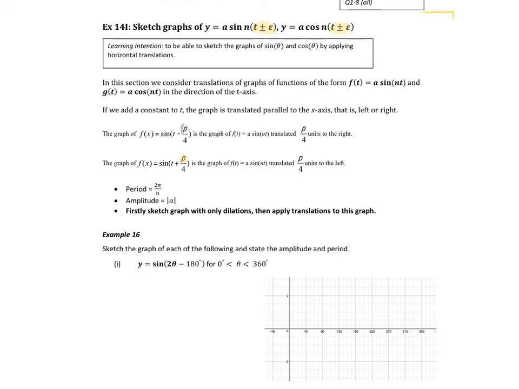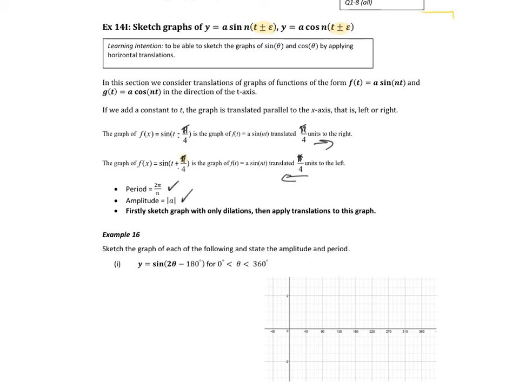What happens if we have t plus or minus pi on 4? We know that just translates our graph left and right. Negative inside, we go to the right. Positive inside, we come back to the left. In terms of sketching these, the first step is always to do your period and your amplitude.